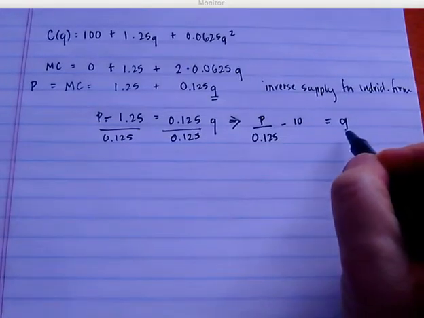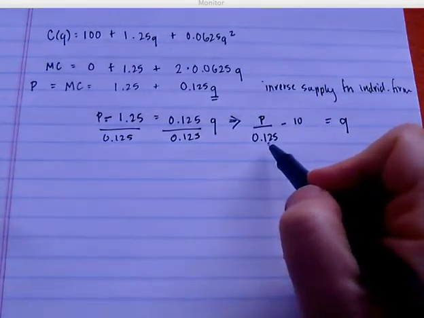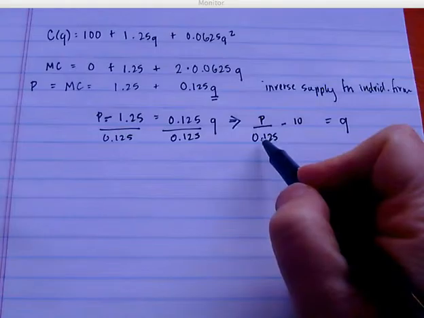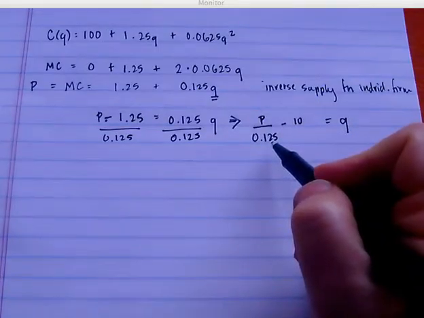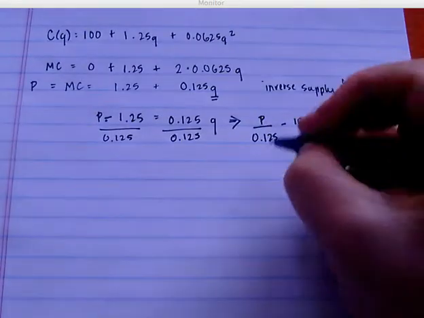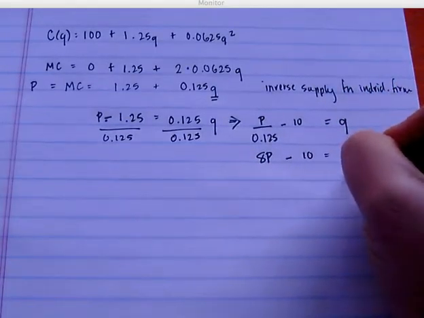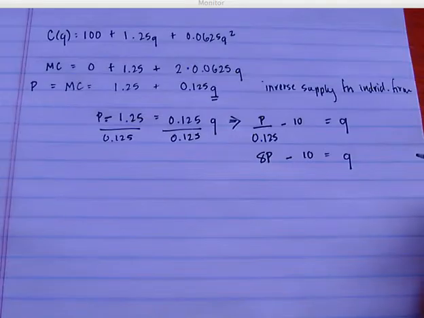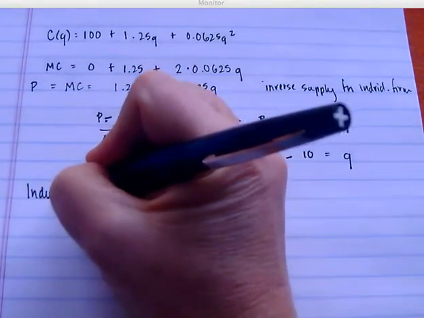This is for an individual firm, and this is how much the individual firm is going to supply. If you want to, you can change the fraction 1 over 0.125 into another number. If we divide that out, you'll get 8. So this would just be 8P minus 10 equals Q, and that's what an individual firm is going to supply for any given price. If we want to think about what the industry is going to supply, well, the industry contains 10 firms.